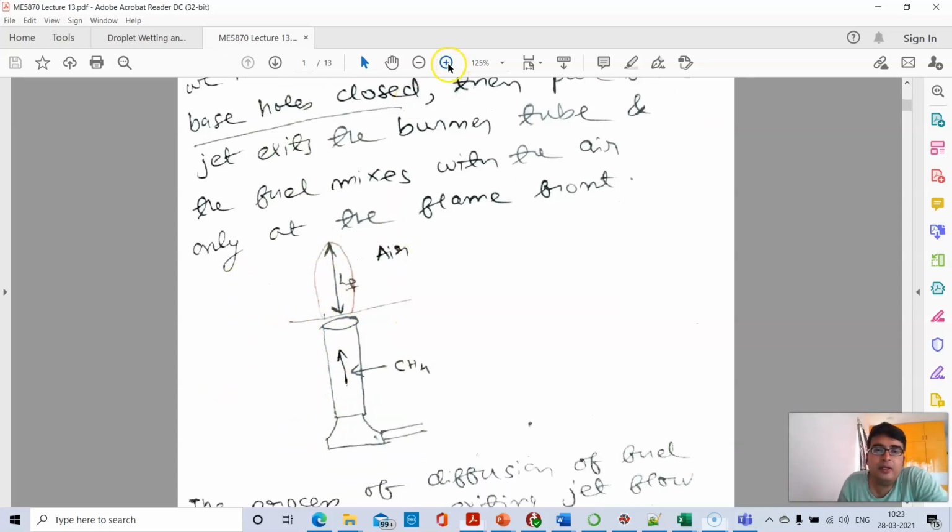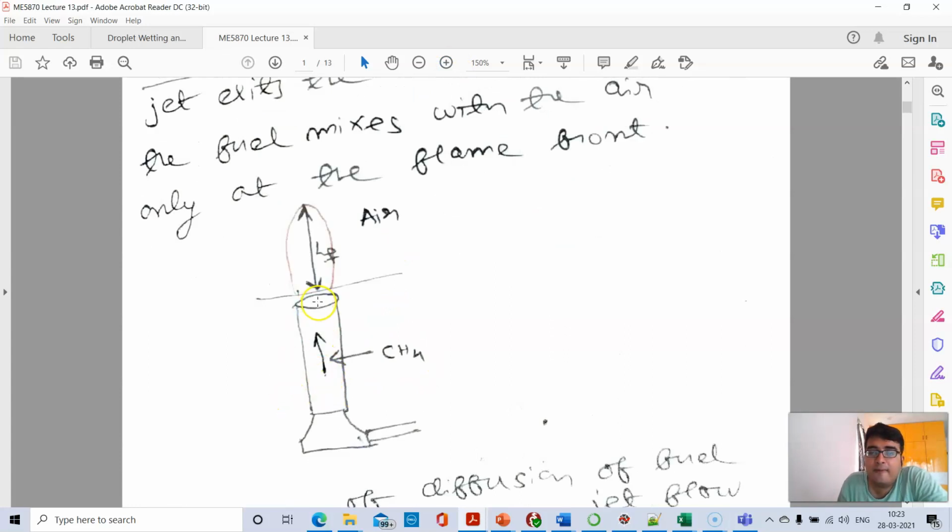So if you look here, what you have is a pure methane gas jet coming out of the exit tube, and when you ignite this jet, a flame front is generated at the point where the jet is mixing with air. So inside the flame it's fuel, outside the flame zone it's air, and the fuel and air are mixing at the flame zone through diffusional processes. Hence it's called a diffusion flame.